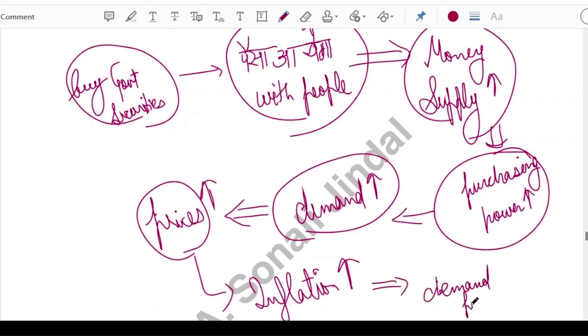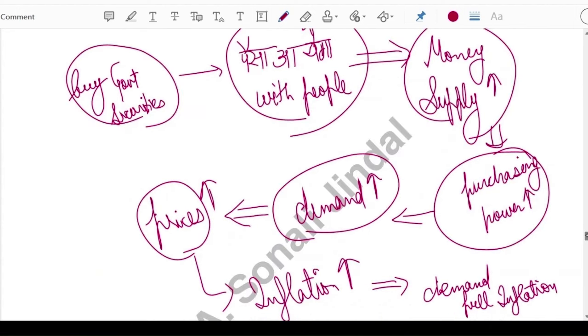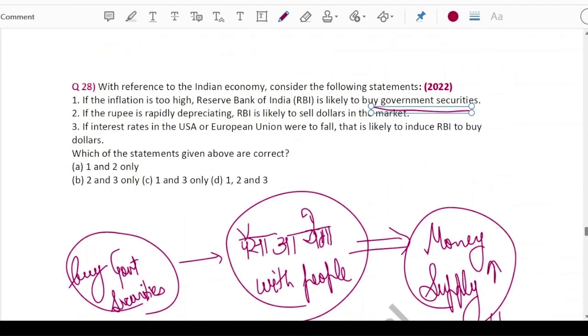Now we have seen that if RBI is buying government securities, it means inflation will increase. Now in this question, if inflation is too high, so RBI needs to sell government securities. So eliminate first, you directly reach answer B. But in this question, we will do the other statements.